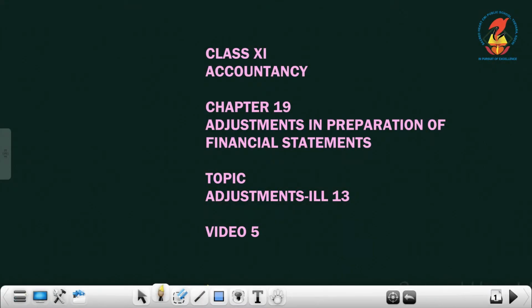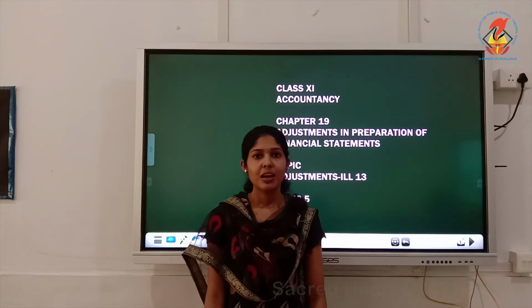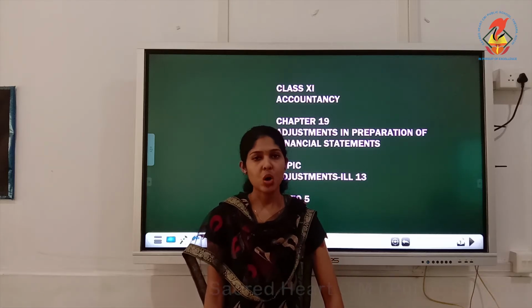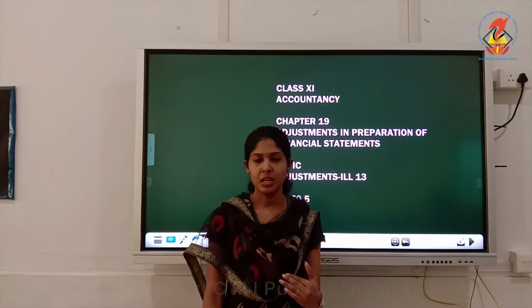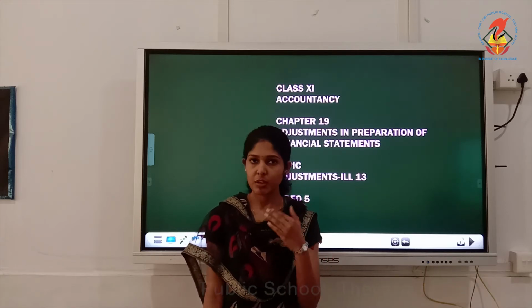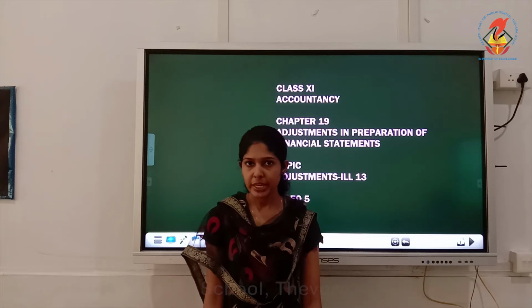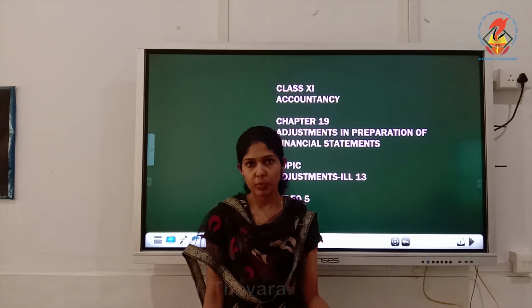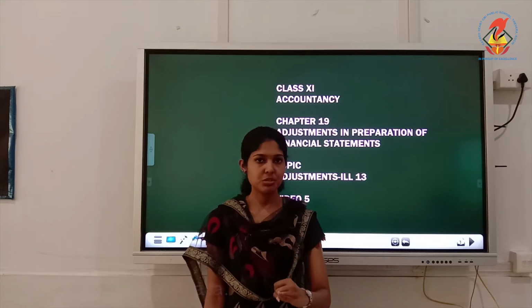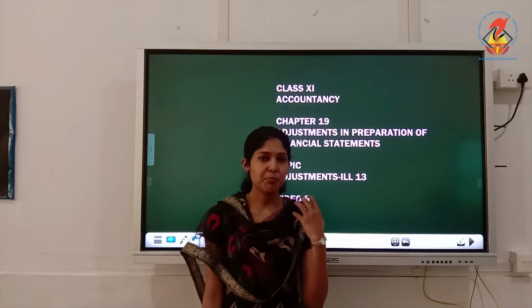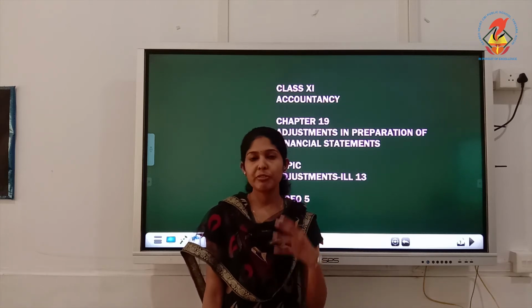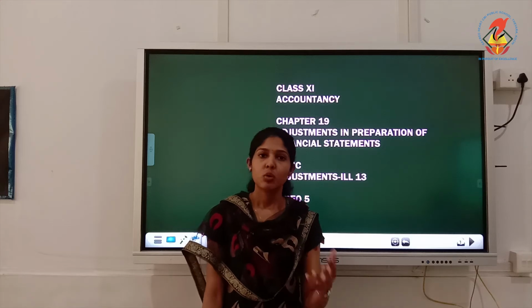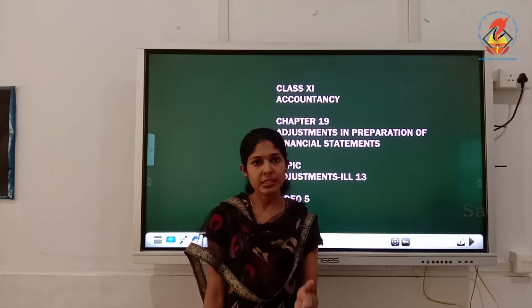The next heading, that is next adjustment number 9, provision for discount on debtors. Debtors basically are our customers. So sometimes we will allow discount to debtors, discount to our customers, not always. We have studied cash discount and trade discount. If they purchase in bulk quantity or if they make payments on or before the due date, we will be allowing them discounts in certain cases.